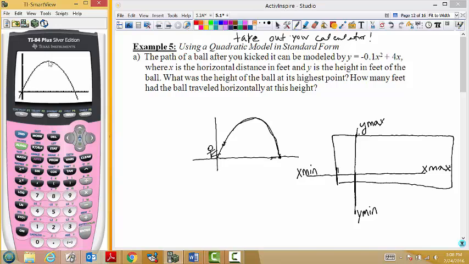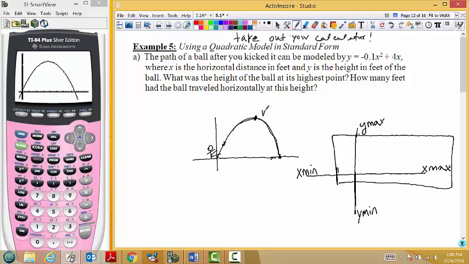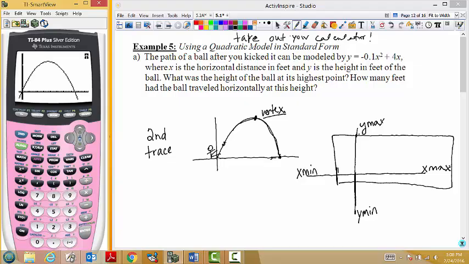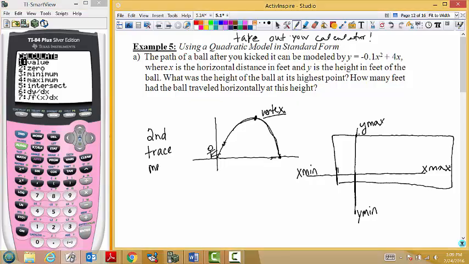We've already talked about that. And I want to find the highest point. So the highest point is going to be right here. It's going to be the vertex. Okay? I could plug it into negative b over 2a, but I'm going to let my calculator find it for me on these word problems. So what you're going to do is hit second trace, and you're going to go down to what we're looking at, a minimum and a maximum. The maximum is your highest point.